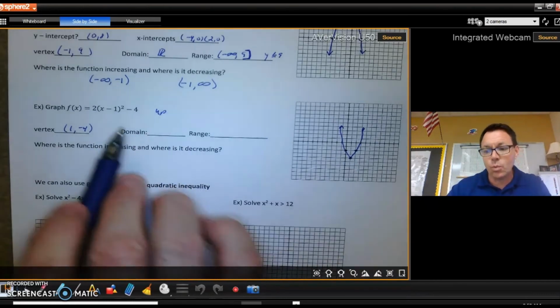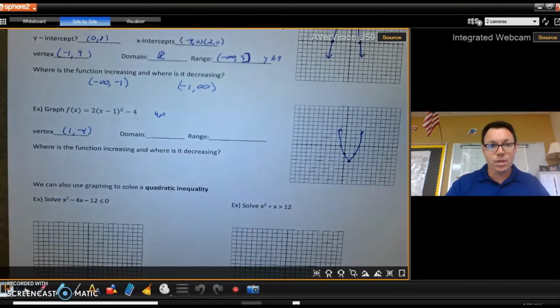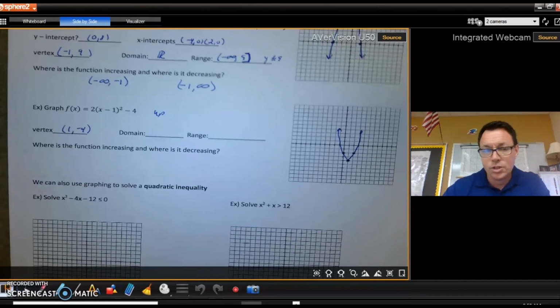Okay, so when you're in vertex form, the only things you know are the vertex and whether this graph is opening up or down and whether it's being stretched. So this is just a straight transformation.